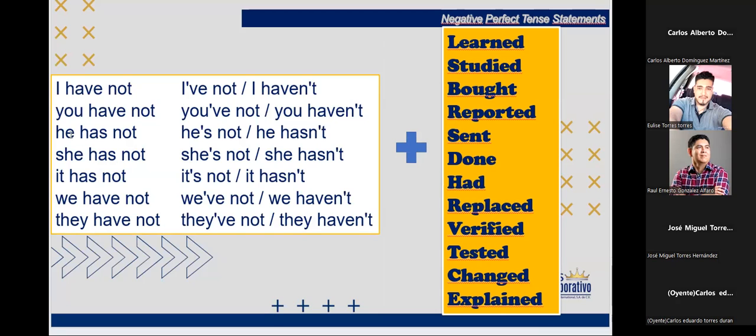forms to contract, okay? Because we are going to make this short in the spoken form, not for the written one, but for the spoken. In the written form, I think English is really formal when you write. So you are going to write this in the full form, like I have not learned anything, okay? You have not reported the problem. But speaking, you can say, I've not learned anything. I haven't bought the raw materials, for example.